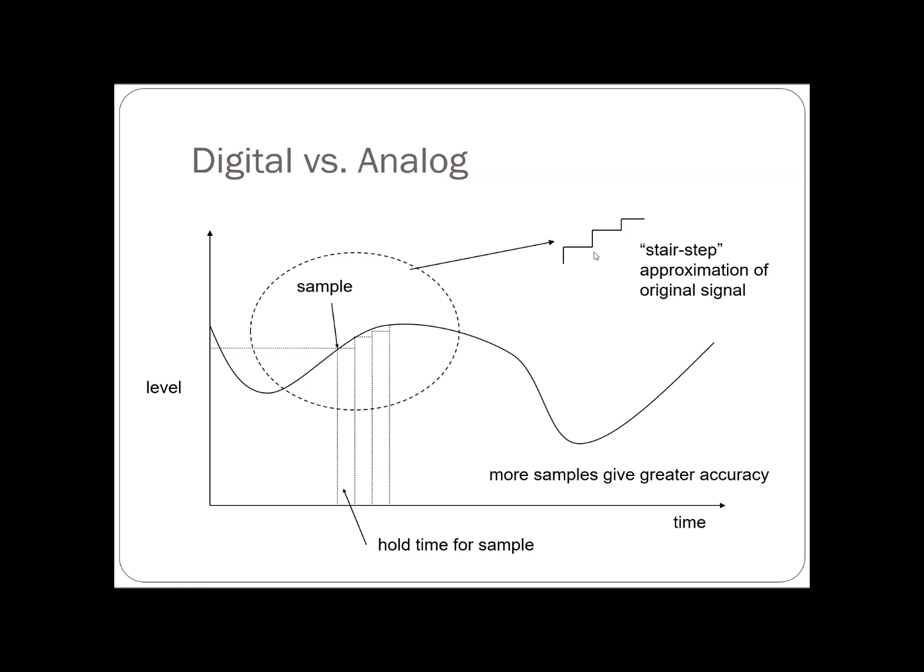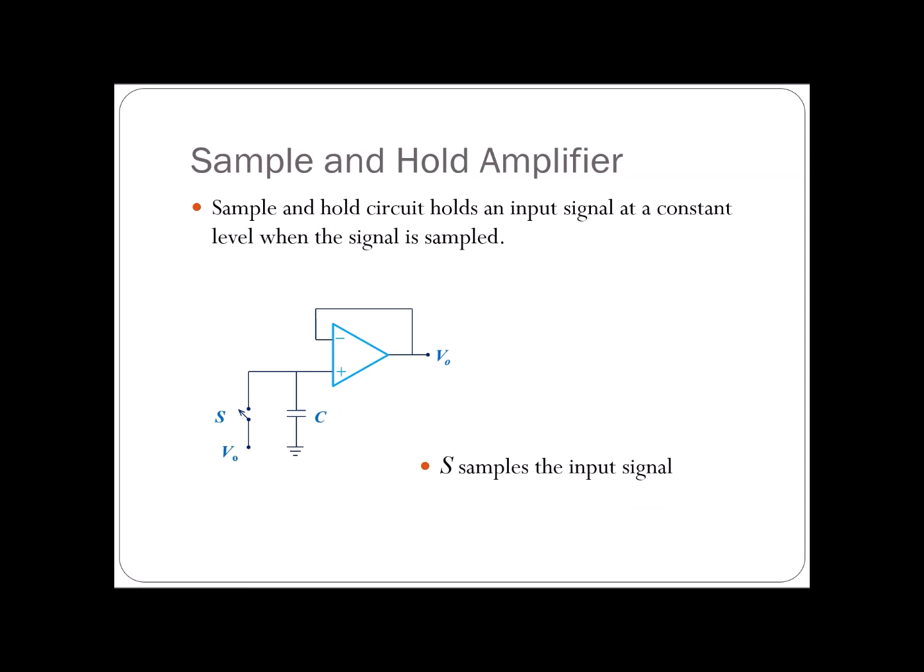Okay. As I have already mentioned before, the more sampling that we have, the better the accuracy of the digital signal to the original analog signal, right? To digitalize the analog signal, we can also use an op-amp in a circuit arrangement that we refer to as a sample and hold amplifier.